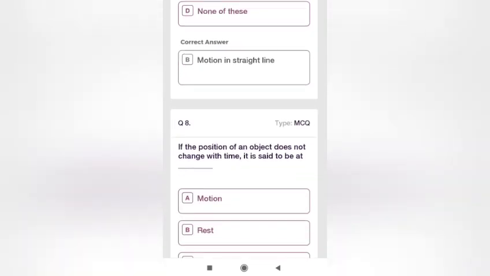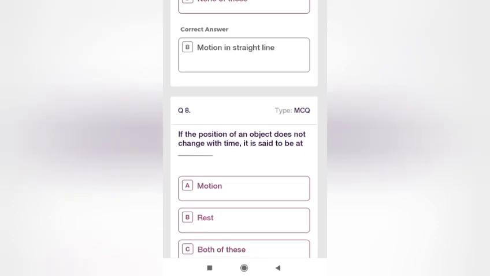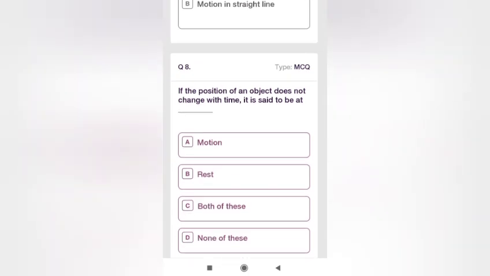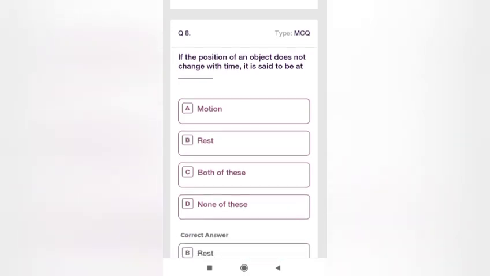If the position of an object does not change with time, it is said to be in motion, at rest, both of these, or none of these. If the position does not change, he will be in the same place. So he will be at rest because there is no change in the position. Option B is the correct answer.